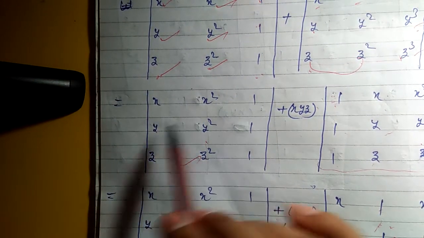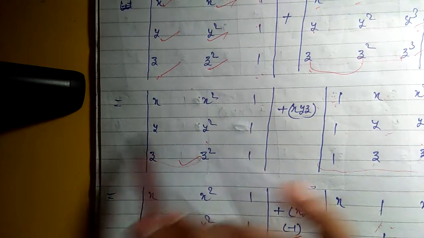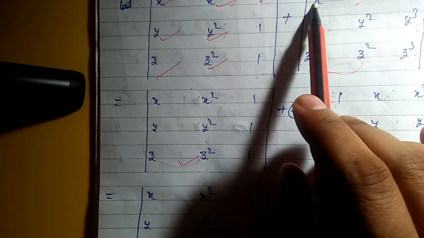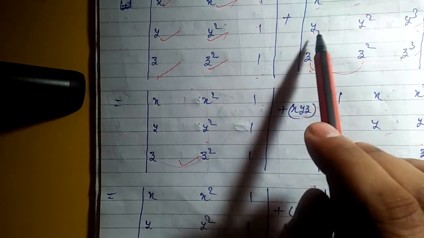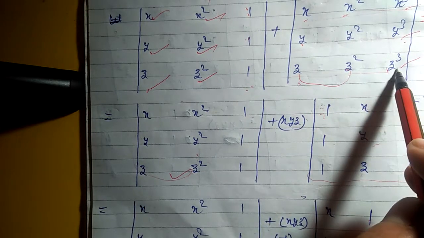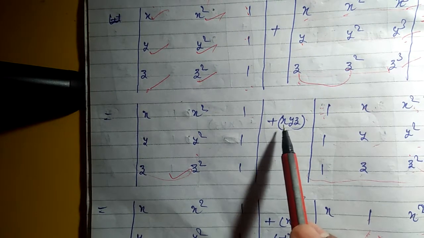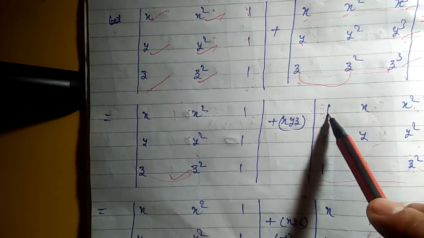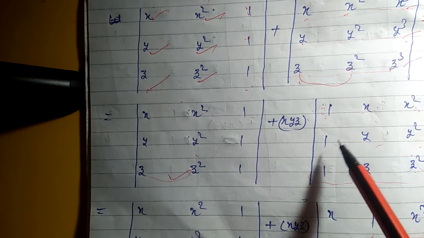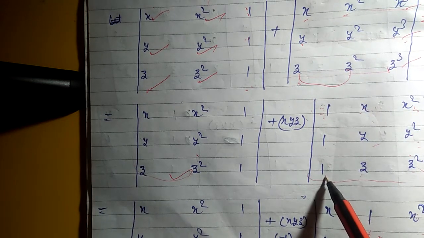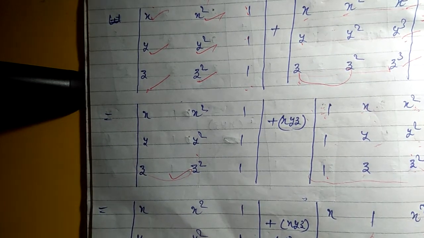Now what you can see in this question, there is no change in the first determinant, but you are seeing very well that x is common from R1 and y is common from R2 and z is common from R3. So you have taken out x, y, z as common, and after taking x, y, z as common, you will get here 1, x and x square, and here 1, y and y square, and here you will get 1, z and z square.